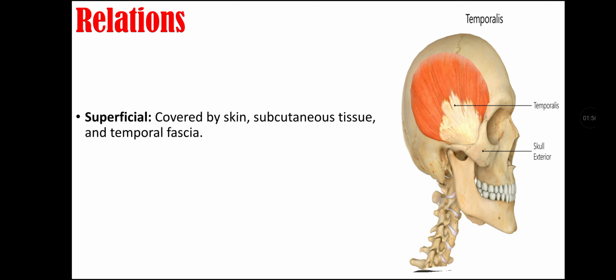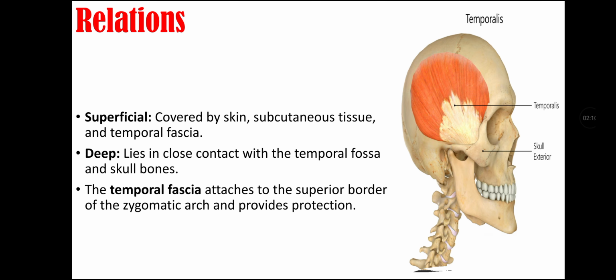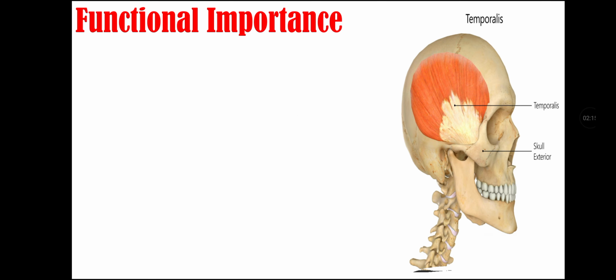Relations of temporalis muscle. First, superficially, the temporalis muscle is covered by skin, subcutaneous tissue and temporal fascia. Deep to it, the temporalis muscle lies in close contact with the temporal fossa and skull bones. The temporal fascia attaches to the superior part of the zygomatic arch and provides protection to the temporalis muscle.